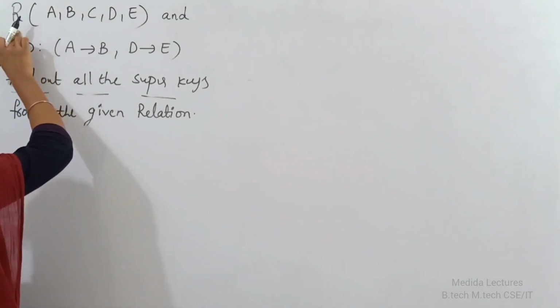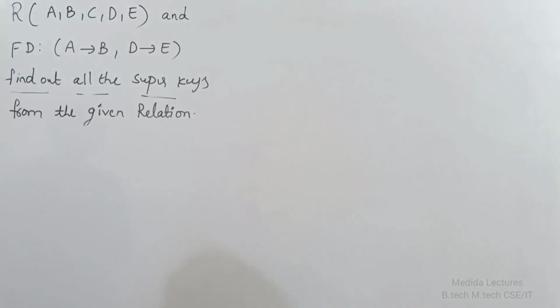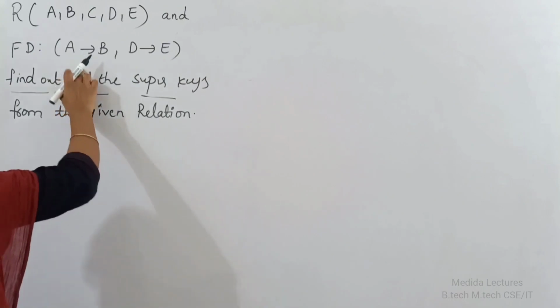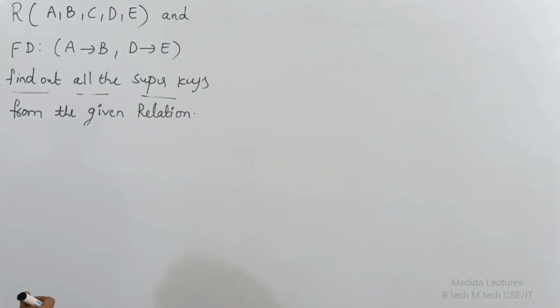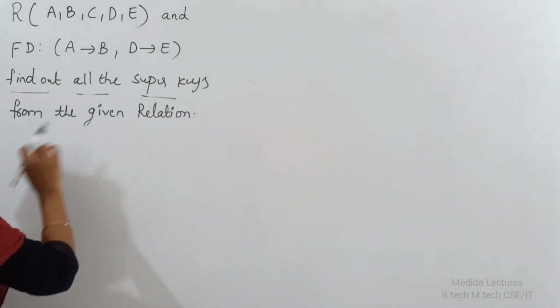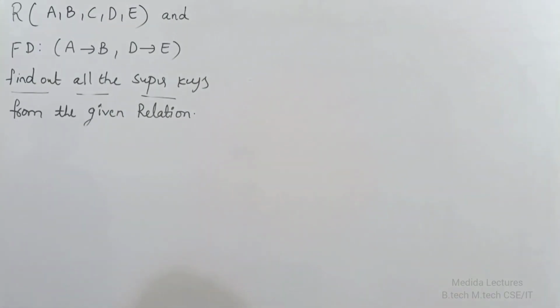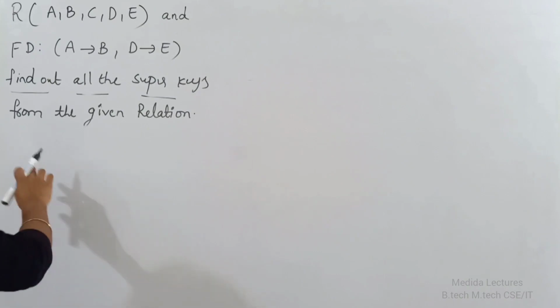In this problem, relation R consists of attributes A, B, C, D, E, and a set of functional dependencies is given: A determines B, D determines E. For this problem we need to find all the super keys from the given relation.